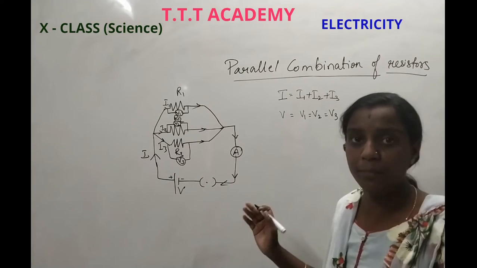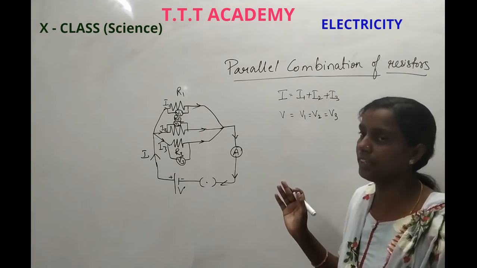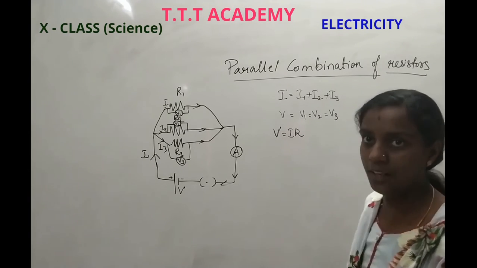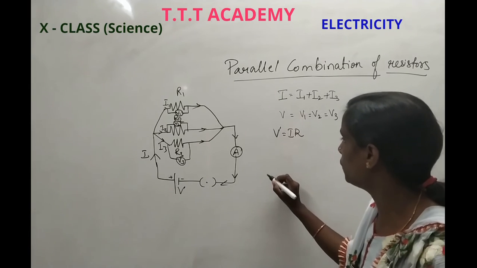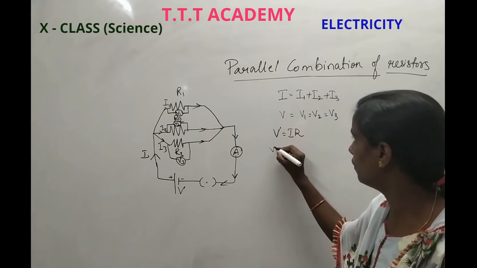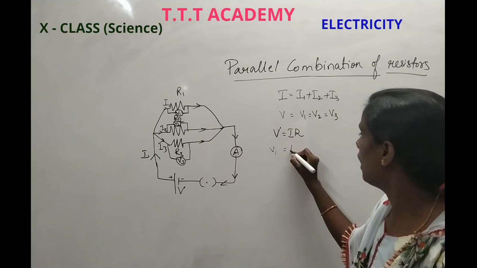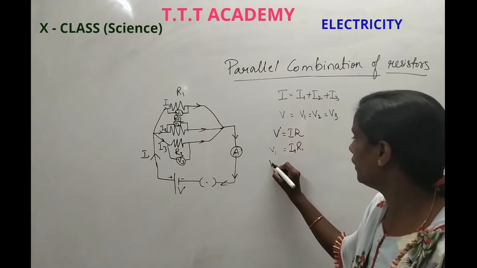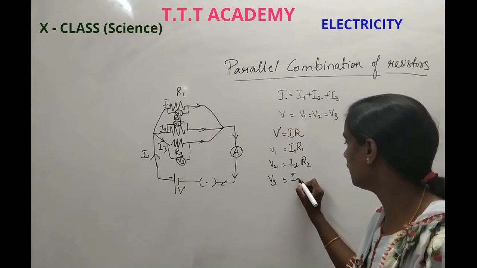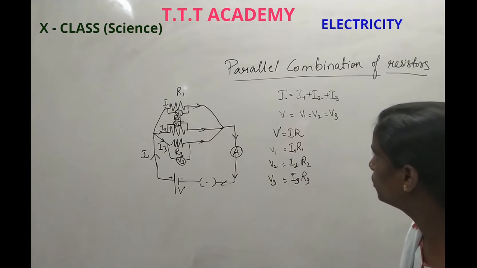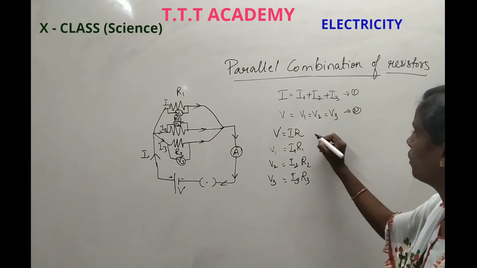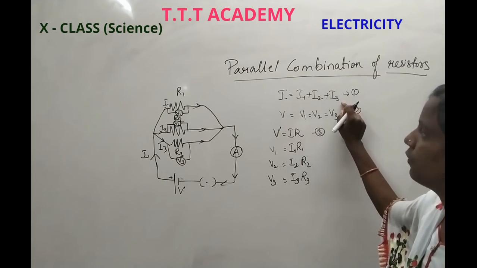So the next step, as we did in the series combination also, we are taking Ohm's law. From Ohm's law we derived that V is equal to I into R, right? For this I am going to substitute V1: V1 is equal to I1 R1, V2 is equal to I2 R2 and V3 is equal to I3 R3. Now what I am going to do? I am going to take this as the first equation, second equation and third equation.